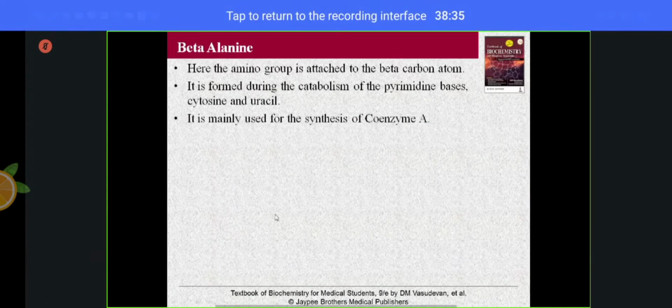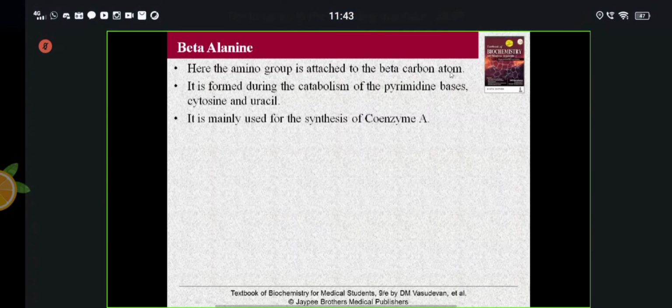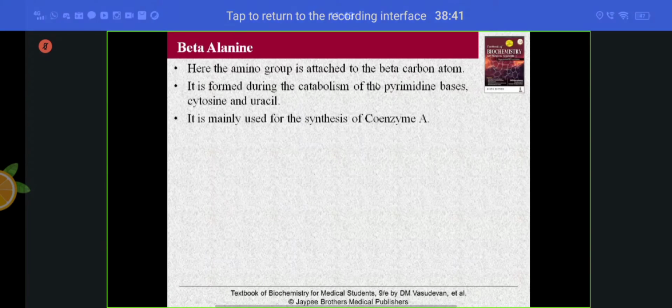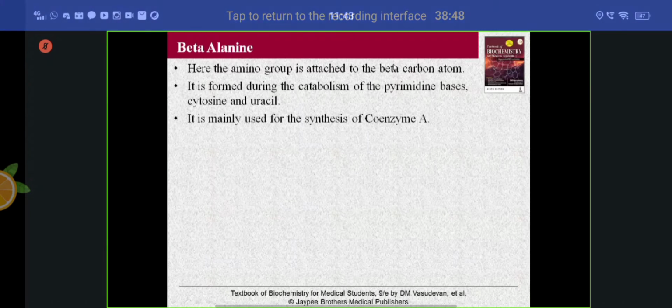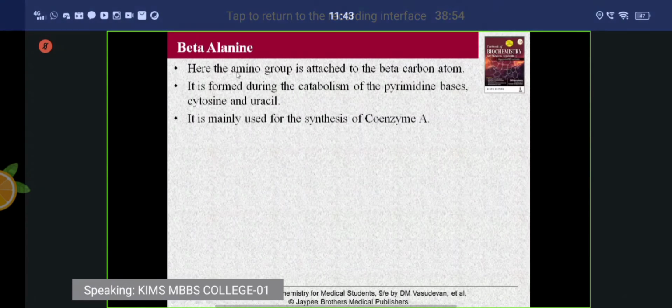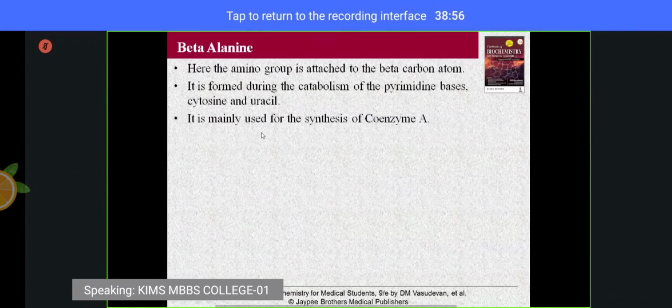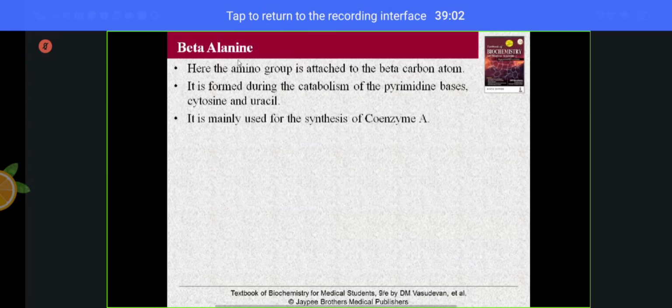Beta-alanine is a special molecule. Here the amino group attaches to the beta carbon. All of us have been learning about the alpha carbon until now, the central carbon with NH3, COOH. But here the special feature is that the amino group attaches to the beta carbon. That is known as beta-alanine. It is majorly involved in coenzyme A. Just remember beta-alanine means the amino group is at the beta carbon.